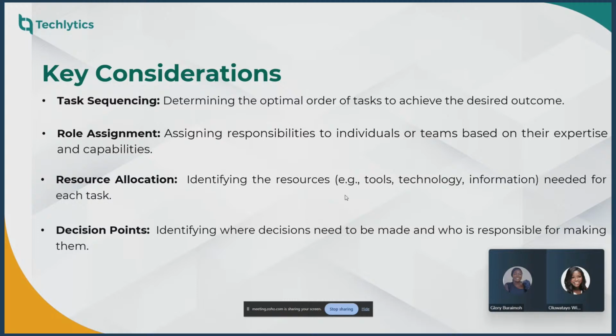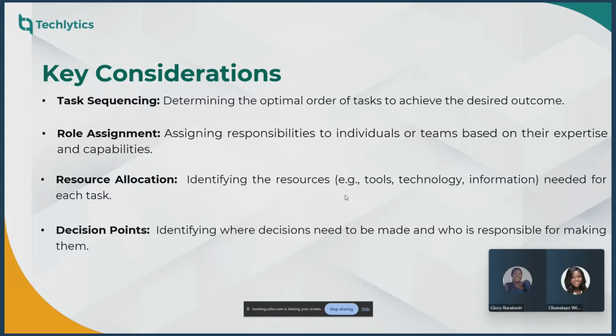Then also decision points. This is another critical aspect of process flows. I think when we get to the flow chart side of this presentation, we'll talk about the decision points. So identify where decisions need to be made and who's responsible for making them. For every process, there will be times where decisions come into play. When you're designing them, we call them decision boxes. The decision box is like a stop point where you have to make a decision as to what you're going to do with the activity that precedes the decision.